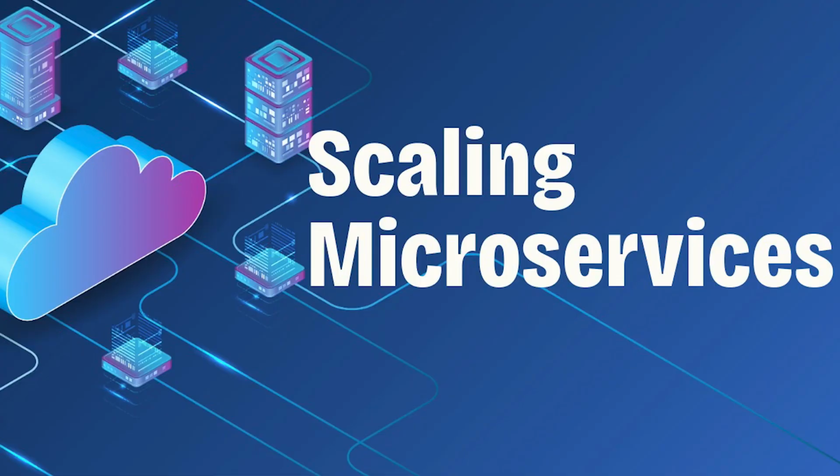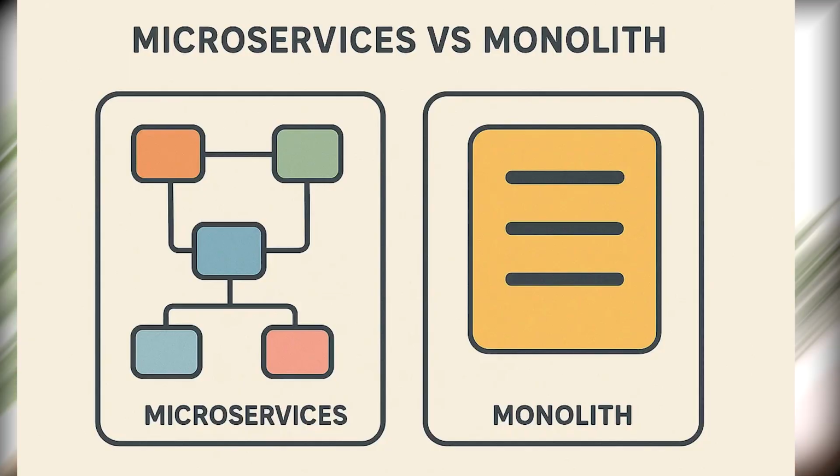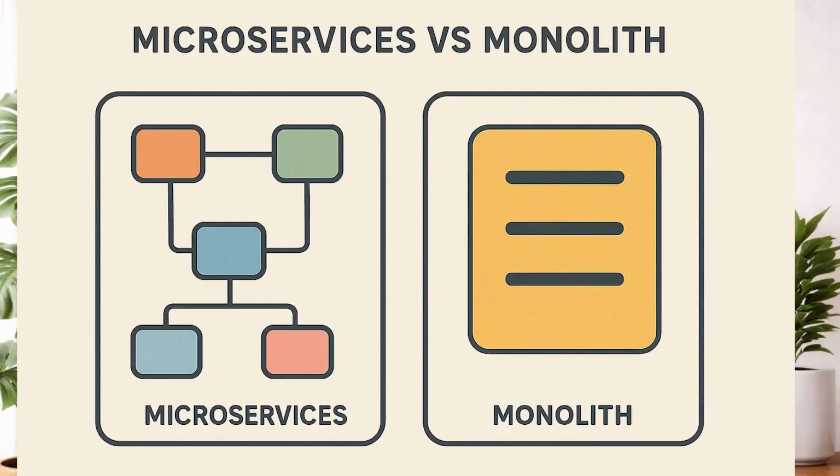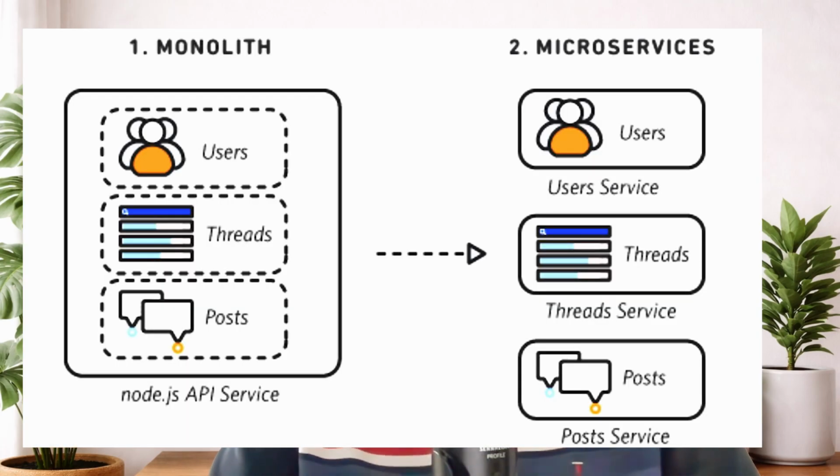Have you ever tried scaling your application and realized the whole thing needs to grow even for one small feature? That's the pain of the monolith. In a monolith architecture, everything lives in a single code base. Simple at first, but as soon as you grow, it becomes very complex to handle and manage.